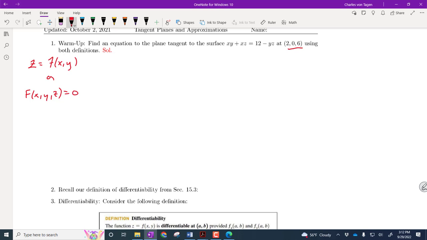All right, so if I were to create a function out of this, we'd have xy plus xz equals 12 minus yz. Let's go ahead and take everything over to one side or the other. Does it matter which side, folks? We're going to get a normal vector by taking partial derivatives. We get different partial derivatives depending on which side we take it over to. Does it matter?